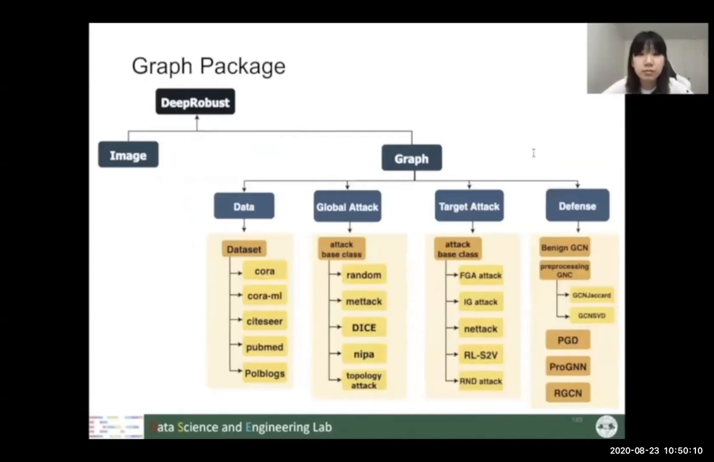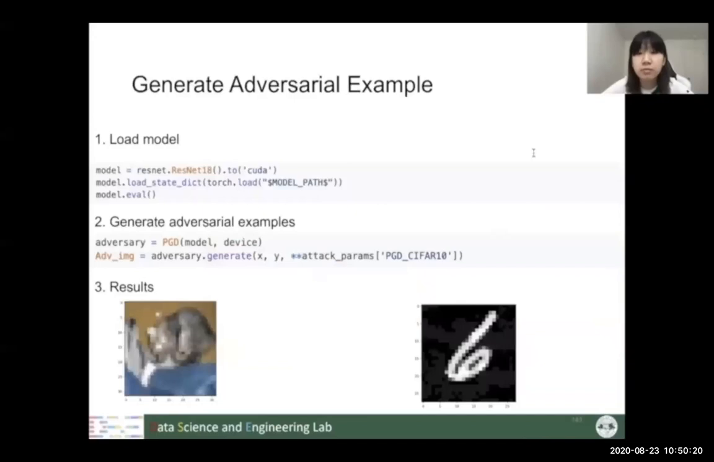Next, we are going to give an instruction for the adversarial training process for images. First, generate adversarial examples. After importing the packages you need and loading the model, you can simply create an object of the PGD class and pass the model to it. Then you can call the generate function to generate adversarial examples after you feed in enough parameters. Or you can just use the safety config file to have a try as shown here. Details of configs can be found in our documentation.